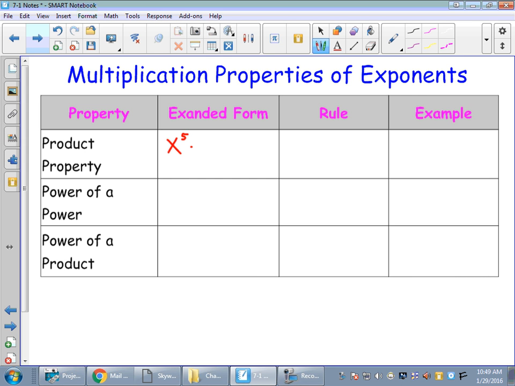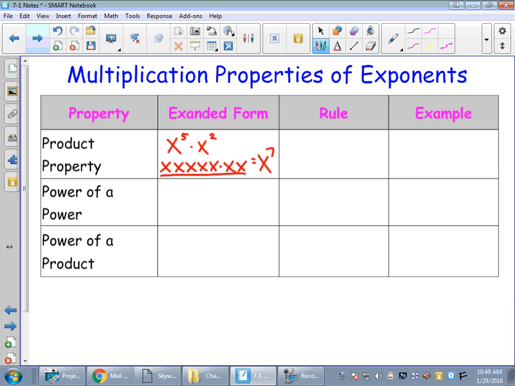If I have x to the 5th and I'm multiplying it by x squared, I can expand that and define what x to the 5th means. X to the 5th means 5 x's being multiplied together. There's my 5 x's. And then x squared is just multiplying by 2 more. Everything's multiplied together, so you have 5 x's multiplied by 2 more x's. When you count them all up, this is the multiplication of 7 x's, which can be written as x to the 7th.